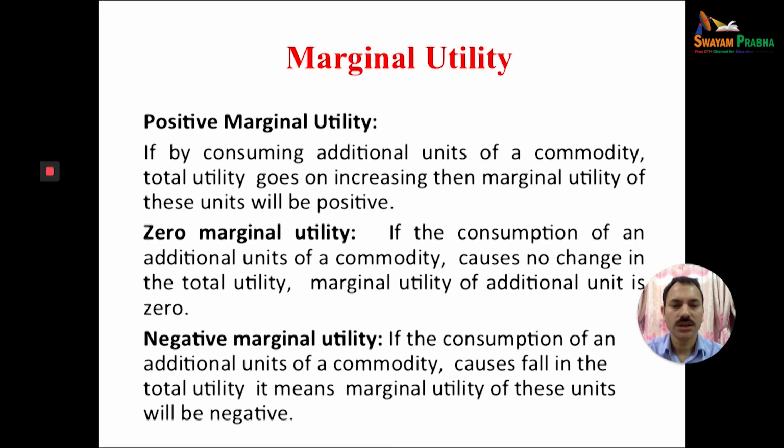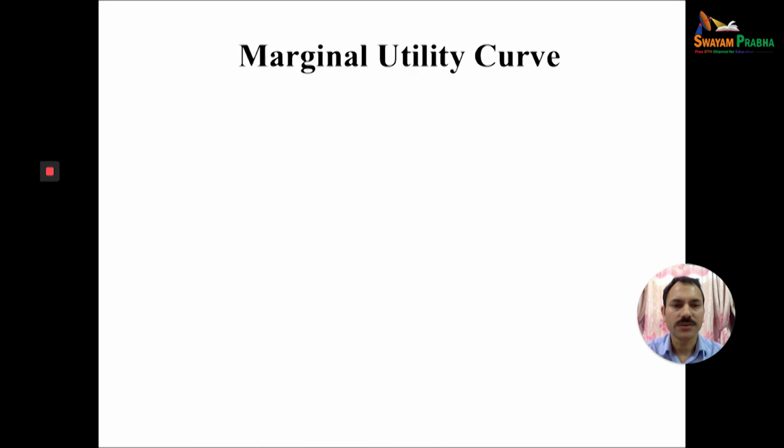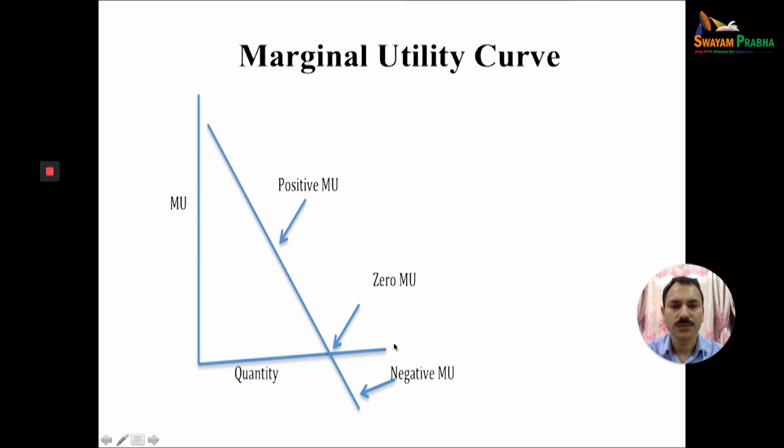Negative marginal utility: if the consumption of an additional unit of the commodity causes a fall in the total utility, then in terms of marginal utility of that unit, we can call it negative utility. It means when the total utility starts decreasing, the marginal utility of a product will be negative. Let us see this with the help of this diagram.